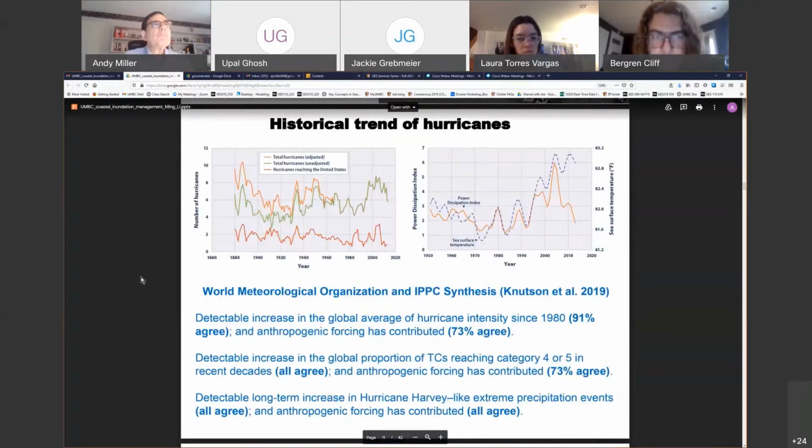Yeah, so people have started to look at the historic trend of hurricanes. This is a synthesis put together by the IPCC panel and the World Meteorological Organization that was published last year. They look at the number of hurricanes in the North Atlantic, and the green line is the reported total number of hurricanes in the North Atlantic from 1880 to about 2010.